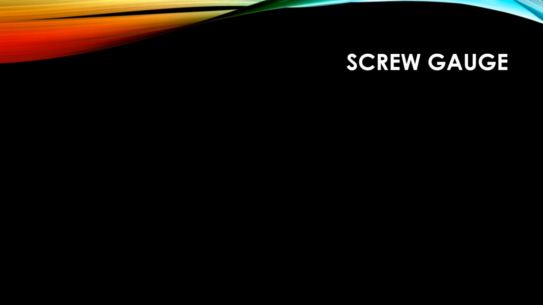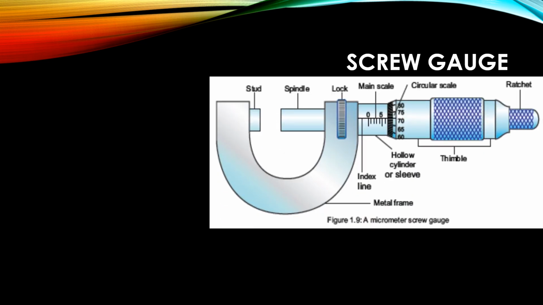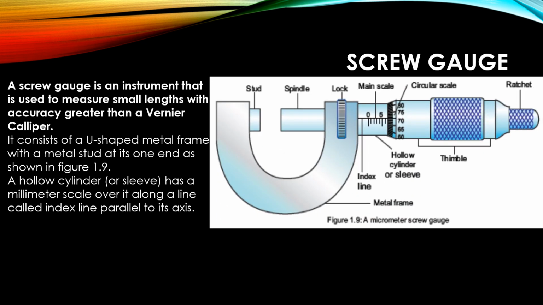Now I am going to explain to you about another measuring instrument, the screw gauge. This is a screw gauge. A screw gauge is an instrument that is used to measure small lengths with accuracy greater than a vernier caliper, which means that its accuracy is less than 0.01 centimeter.